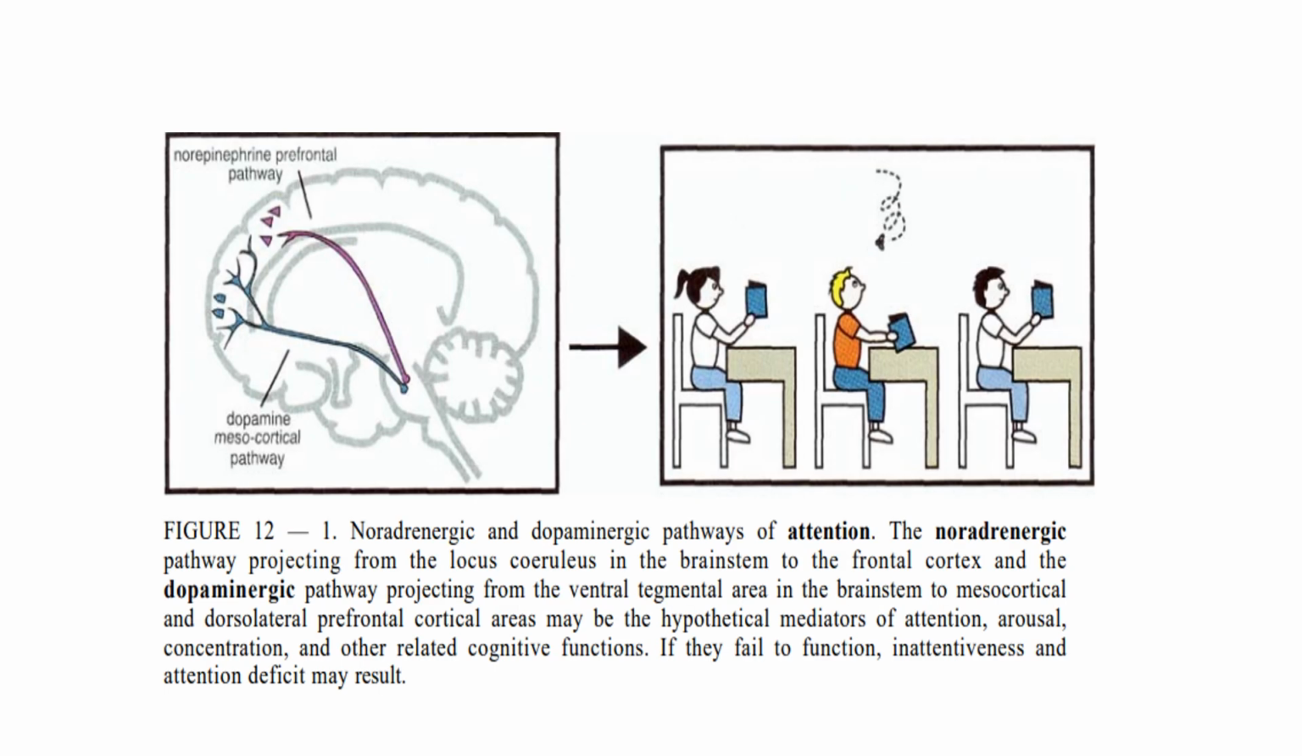Neurophysiology. Noradrenergic and dopamine pathways of attention. The noradrenergic pathway projects from the locus ceruleus in the brainstem to the frontal cortex, and the dopaminergic pathway projects from the ventral tegmental area in the brainstem to the mesocortical and dorsolateral prefrontal cortex. These areas may be the hypothetical mediators of attention, arousal, concentration, and other related cognitive function. If they fail to function, inattentiveness and attention deficit may result.